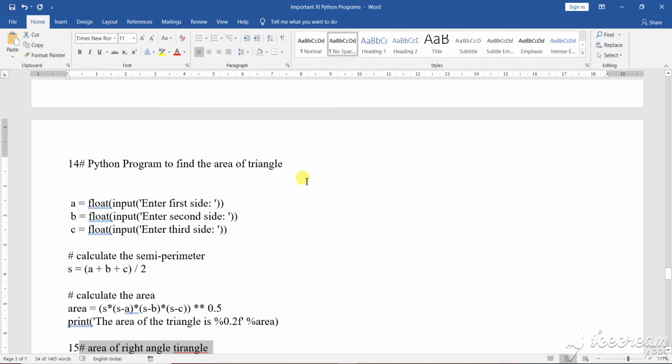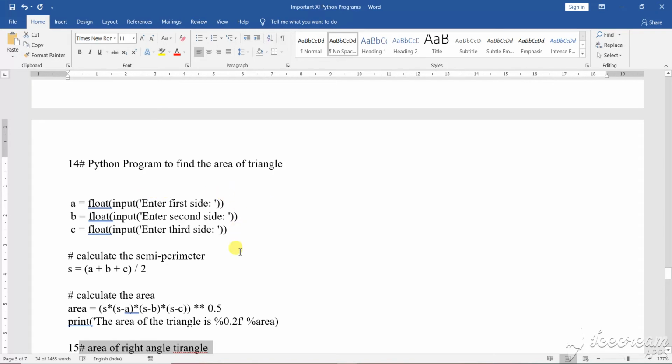So dear student, here I'm going to show you how to calculate the area of a triangle, and another one I'll show you is the area of a right angle triangle. So you just remember the formula, read all the formulas: perimeter of a circle, square, rectangle, triangle, all these things. Based on those things, your program will be there.